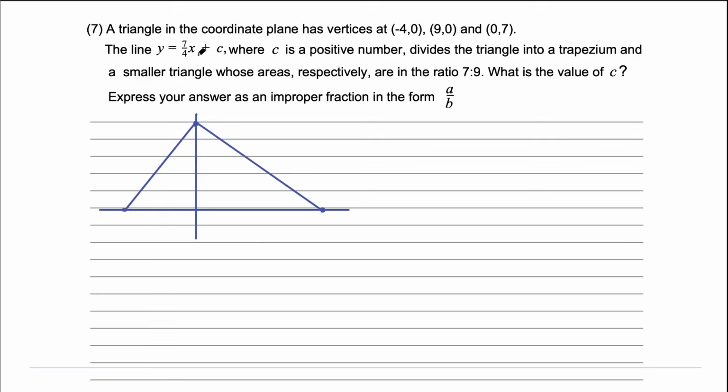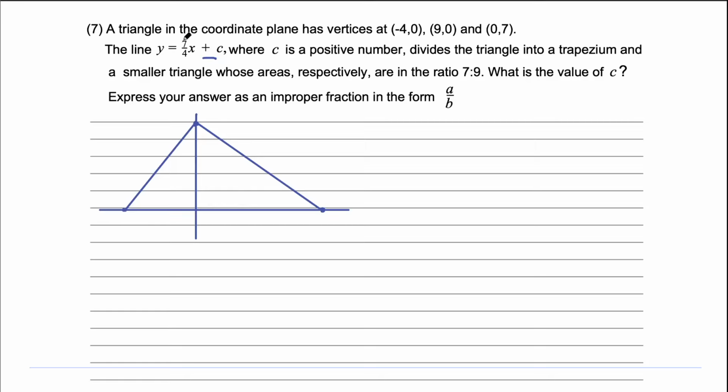And then we have some line, y = 7/4 x + c, where c is a positive number. Now remember what c is in this equation. c is the y-intercept. Okay, so this would be where the line cuts the y-axis. So if that's positive, then it's going to be cutting the y-axis above the x-axis. And it divides this larger triangle into a trapezium and a smaller triangle.